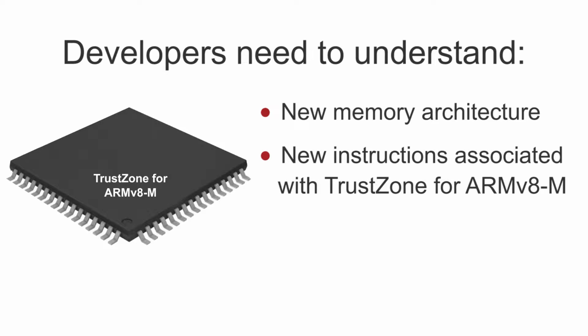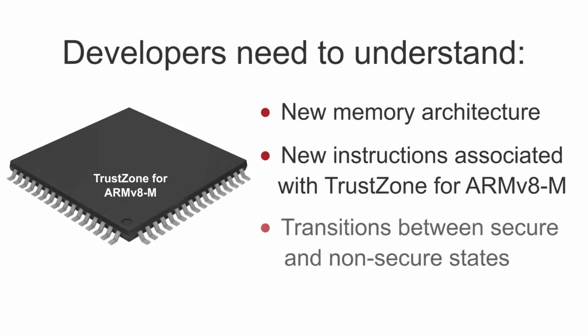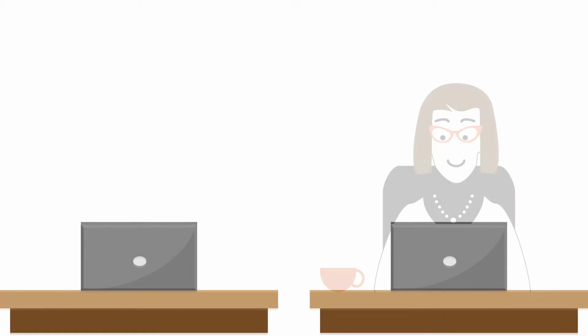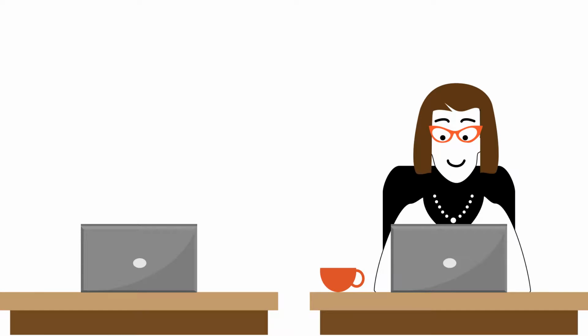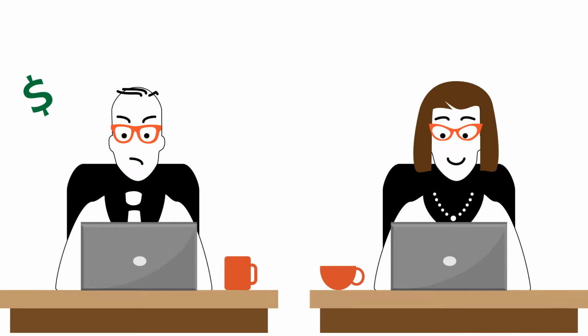Functions critical to security must be separated from the main application and rewritten to execute in secure memory. Application functions in non-secure memory must follow new procedures to access resources and functions in secure memory. This takes training, which adds cost and time to market for products using this new and useful technology.